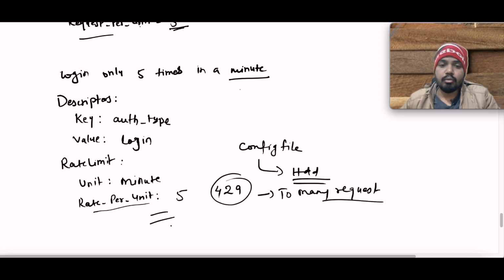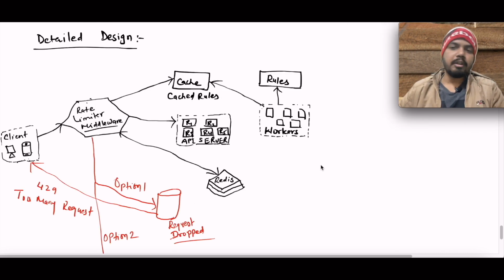So this is all about the rules. Let's discuss the next part. Now we will talk about the detailed design of the rate limiter. So this is the detailed design.